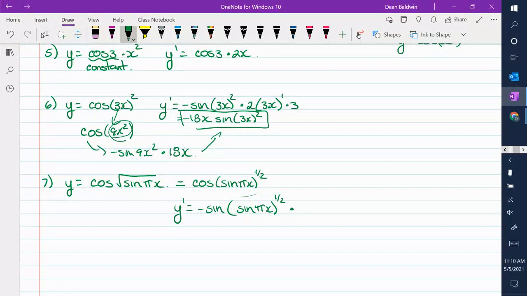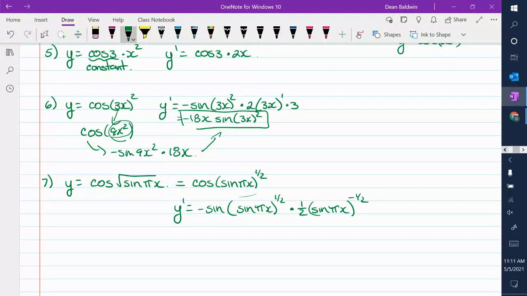What rule do we need to use? We use chain or power, whatever you want, or general power. Okay, because it has this 1/2 power. So that falls down. Take away 1, so I get that. So now I've done that one. The only thing left is the sine pi x.